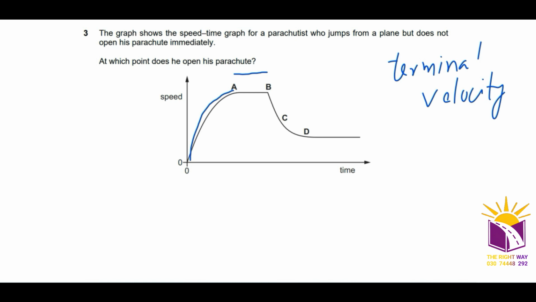At B, the parachute is open, and the body is going to decelerate more and achieve another terminal velocity at D. From B to C, it is decelerating, and at D, it will achieve the other terminal velocity. At B, the parachute is open. So B is the right option, where the parachute is open.